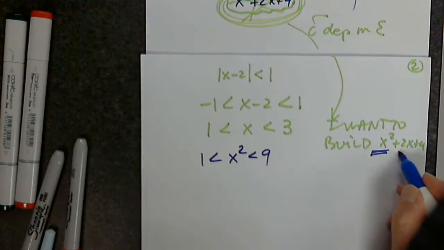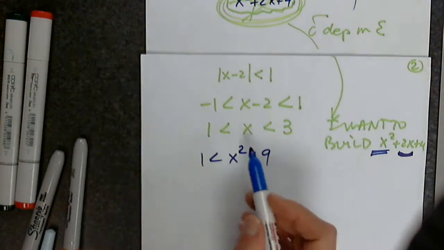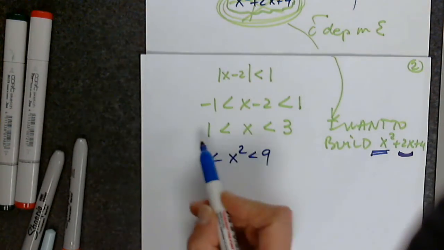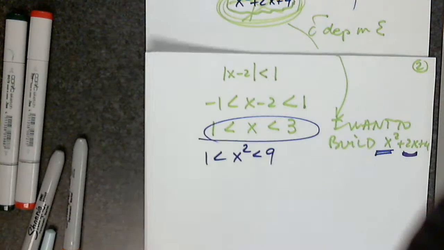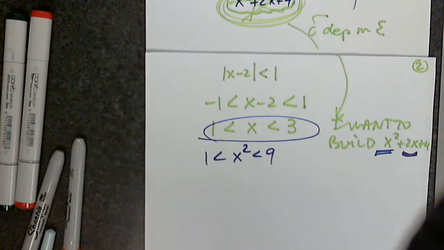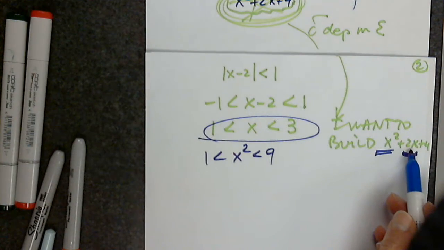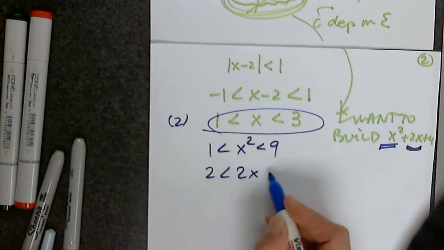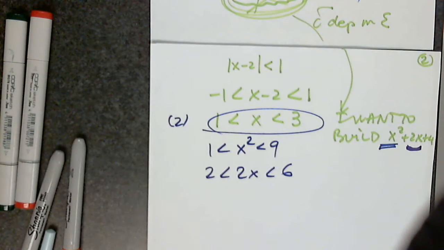Okay, now what do I need to do? I need to construct this. But I have to come back to the original compound inequality, and I'm going to do what to all 3 sides to construct 2x? Multiply everything by 2. So then I have 2 less than 2x less than 6.